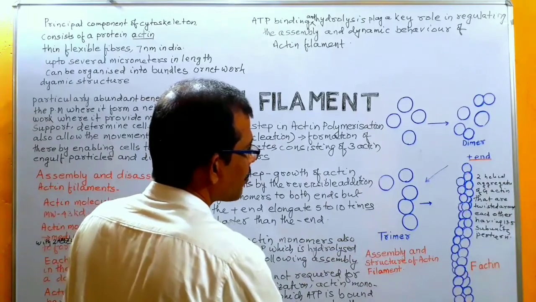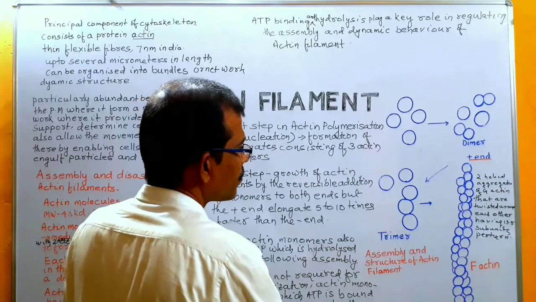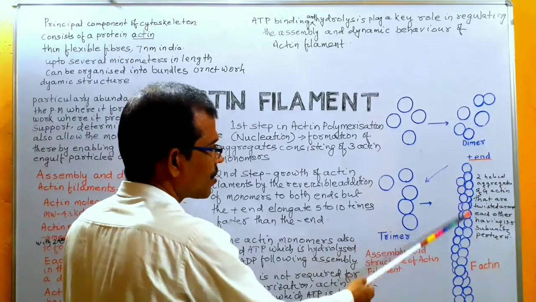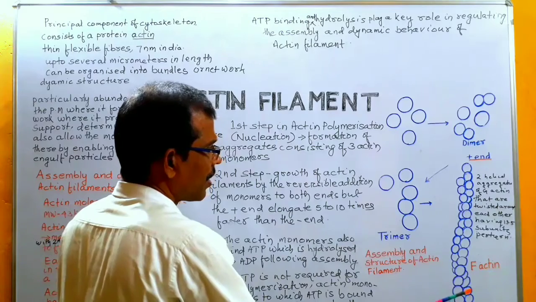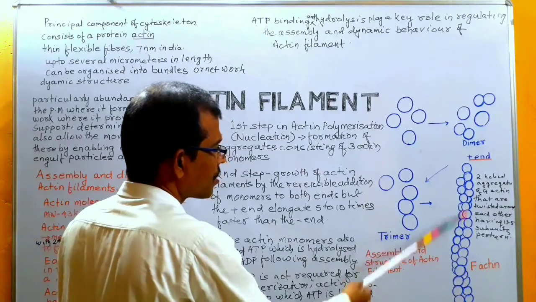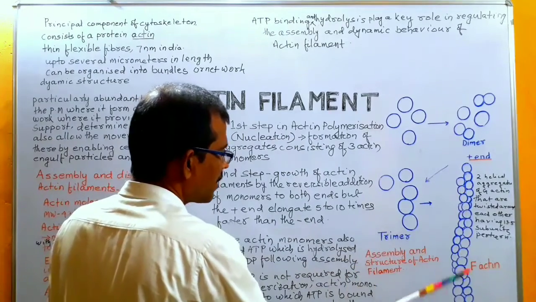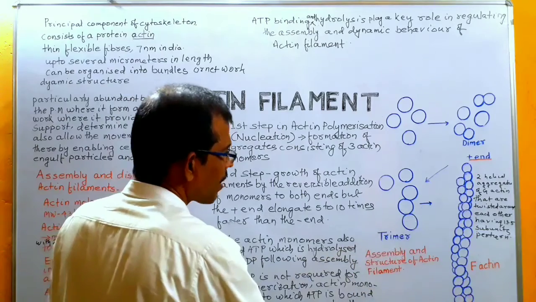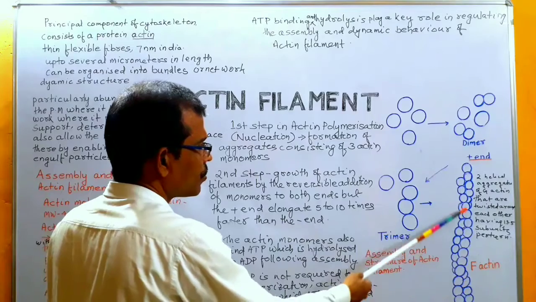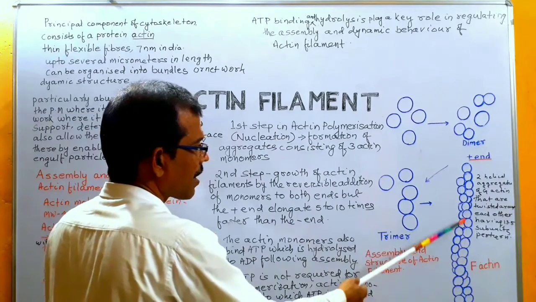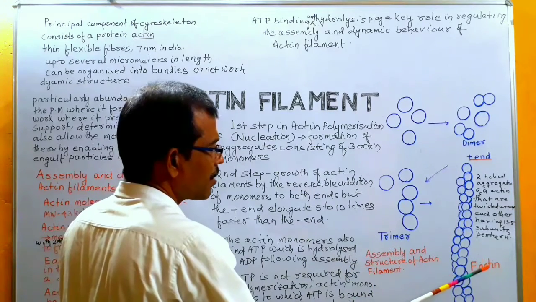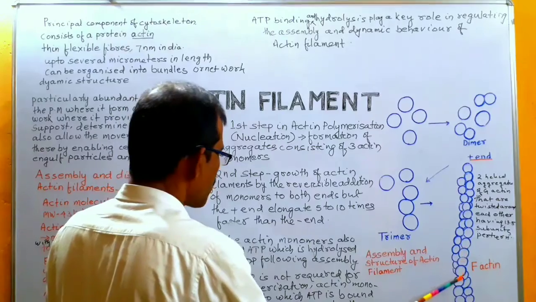This actin filament consists of two helical aggregates of G-actin that are twisted around each other, having 13.5 subunits per turn. So this is the structure of actin filaments.